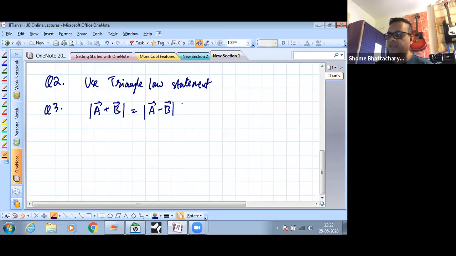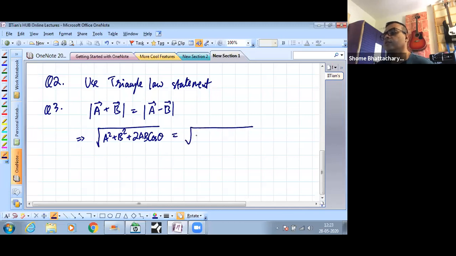So which of these options is implied? First, you have to solve for this condition so that you understand what is the relationship between two vectors if this is happening. So the relationship between two such vectors for which magnitude of A plus B is equal to magnitude of A minus B is that root of A square plus B square plus 2AB cos theta should be, now again by the triangle law, for A minus B, root of A square plus B square minus 2AB cos theta. Now square both the sides, so we'll get this.